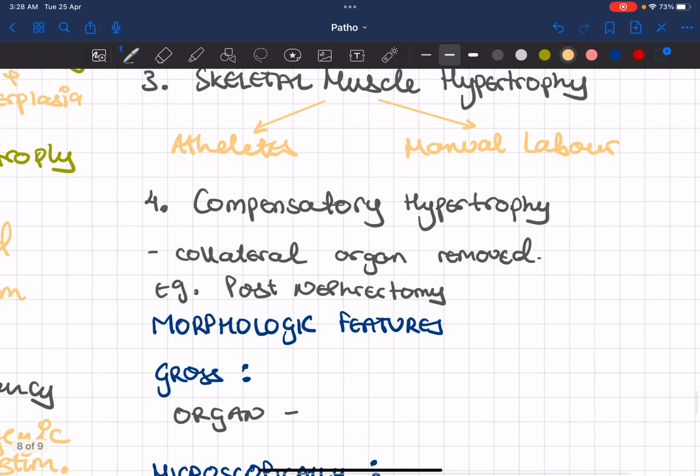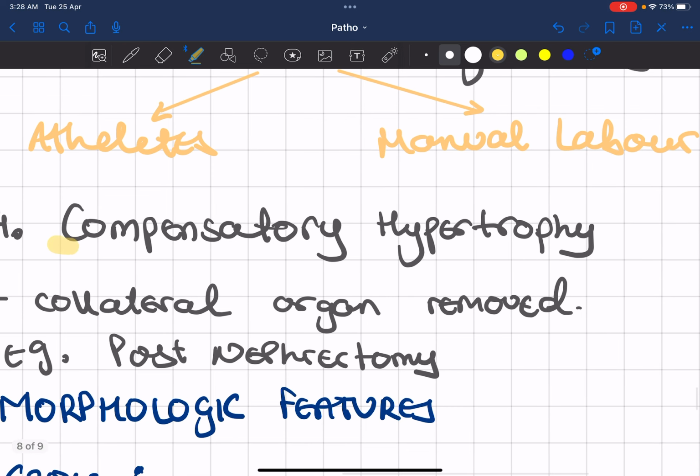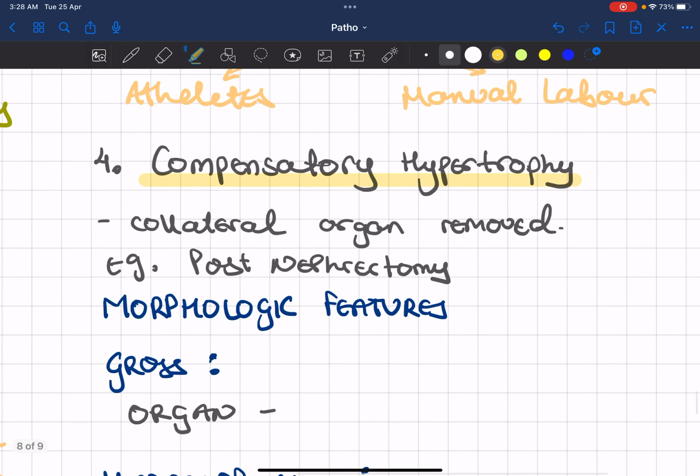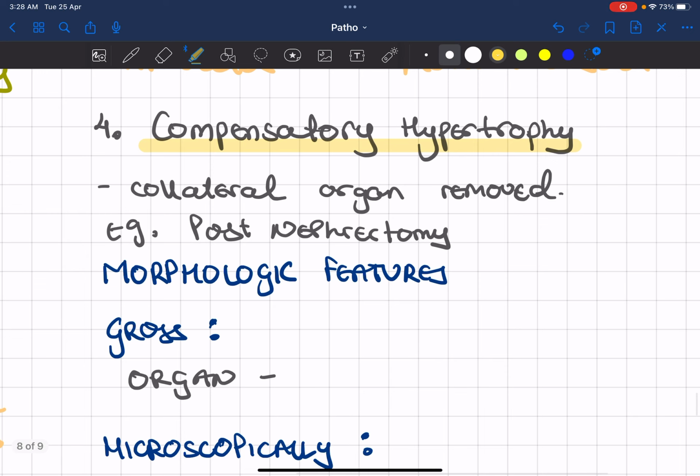Next, we come to compensatory hypertrophy. The word is quite self explanatory. If one thing gets damaged, the other will have to take the whole load of it and work for both of them. Example, post nephrectomy. Post nephrectomy, the one kidney has to take the load of everything and it undergoes hypertrophy and hyperplasia and has to perform the function of both since one has been removed.